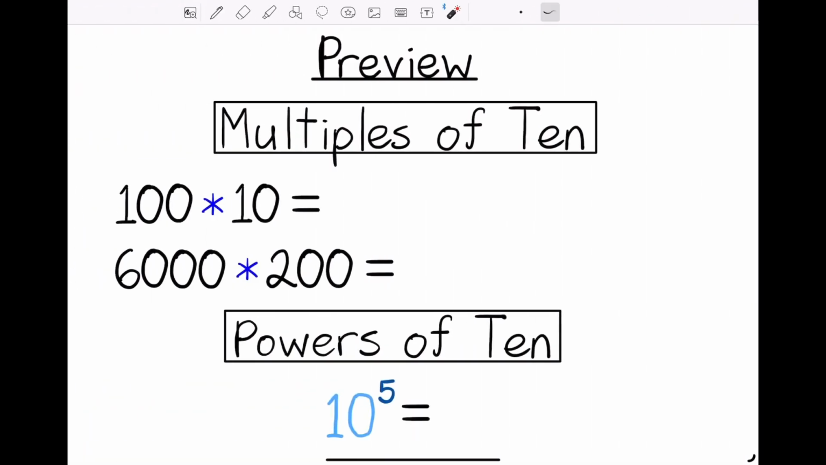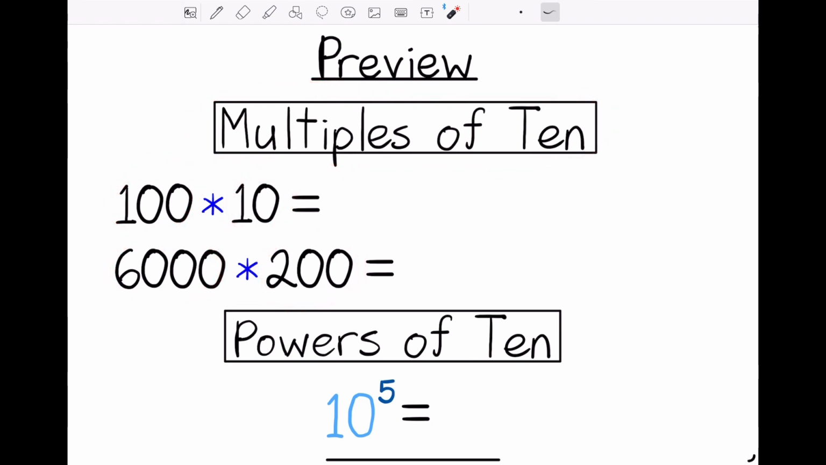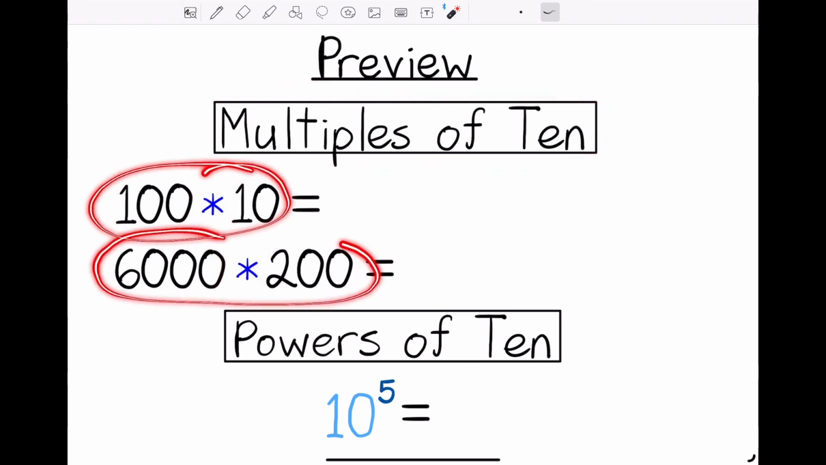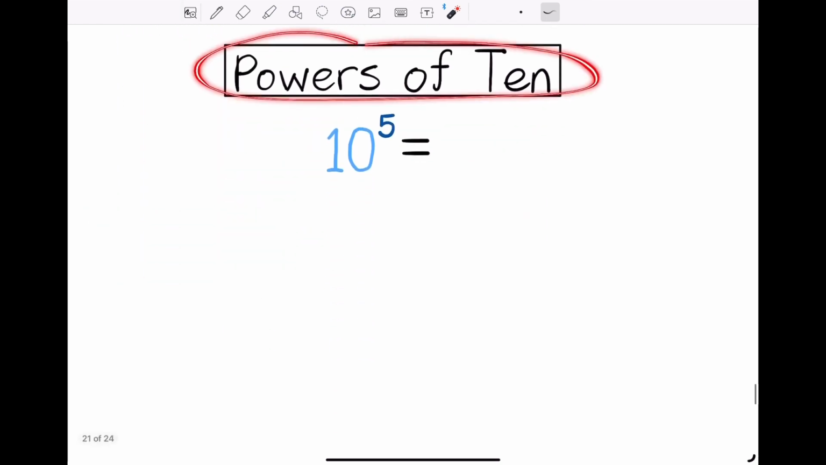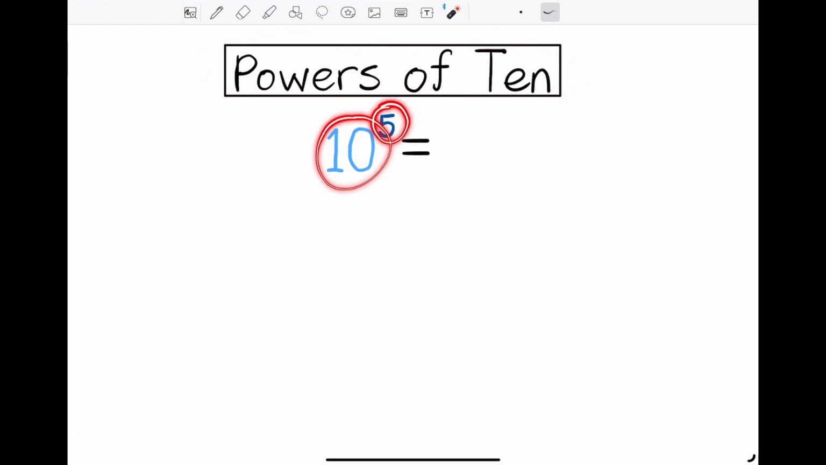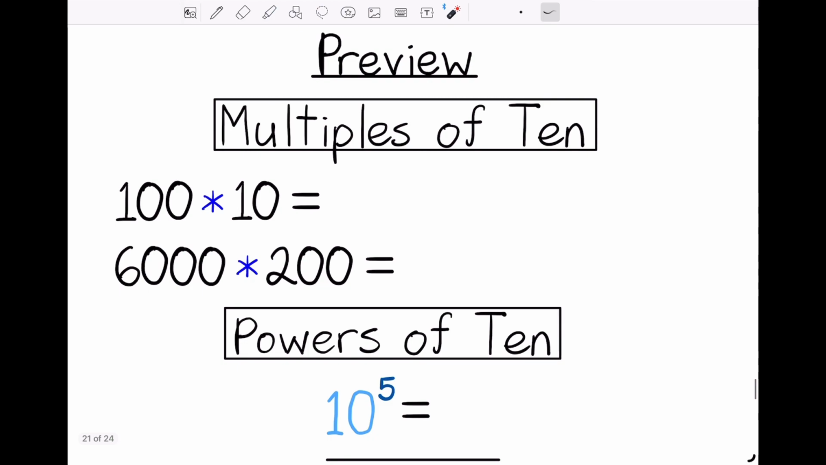In our next video, we're going to talk about the multiples of 10, such as 100 and 10 and 6,200, and we're going to multiply them and find shortcuts on how to find their products. And then we're going to talk about powers of 10, which means we're raising 10 to different exponents. So more is coming up in the next video, and I'll see you later.